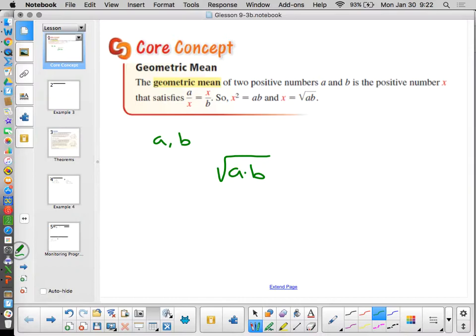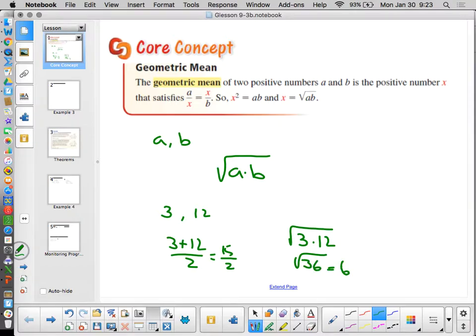For example, let's just think of, say, 3 and 12. The arithmetic mean between 3 and 12 is 3 plus 12 over 2, which is 15 over 2, 7.5. The geometric mean is the square root of 3 times 12. 3 times 12 is 36, the square root of which, fortunately for me, simplifies to plain old 6. So I can see very quickly that the arithmetic mean and the geometric mean are different.